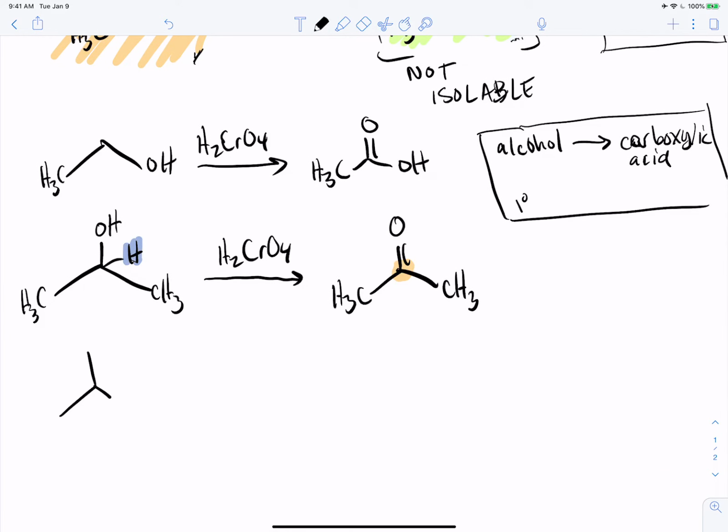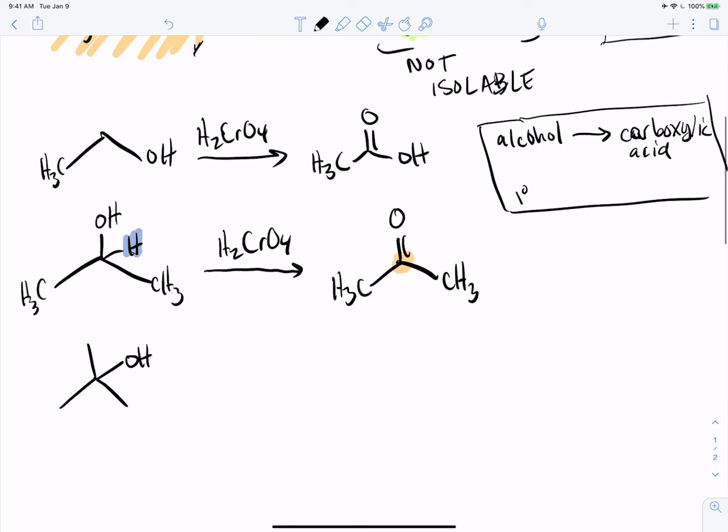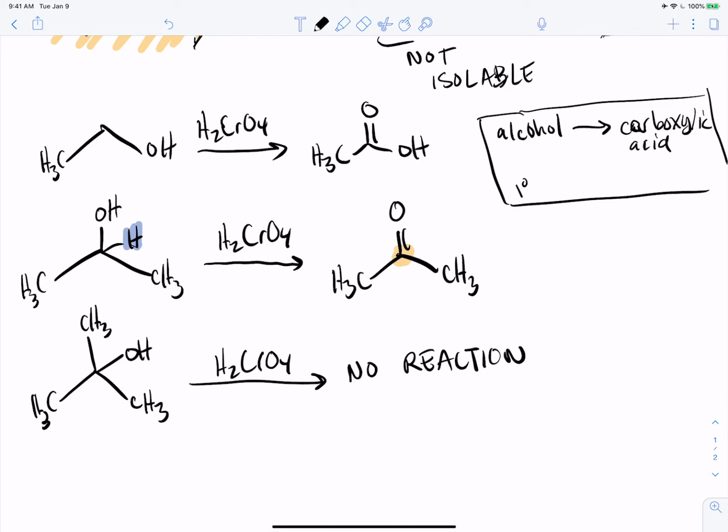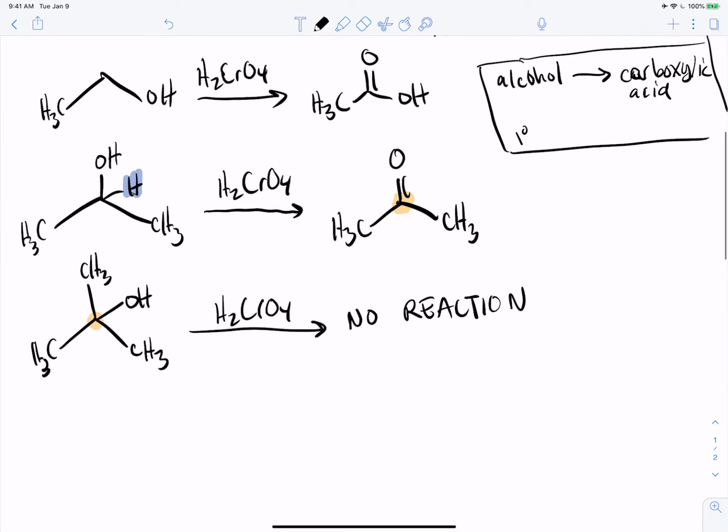And then if we look at what happens in a tertiary alcohol, what's going to happen here if I add chromic acid? I'm not going to see any reaction. And this is that same argument. If we don't have any hydrogens to start with on our carbon atom, there is no way for us to oxidize it without doing something extreme like breaking a carbon-carbon bond or something, which we're not going to look at.